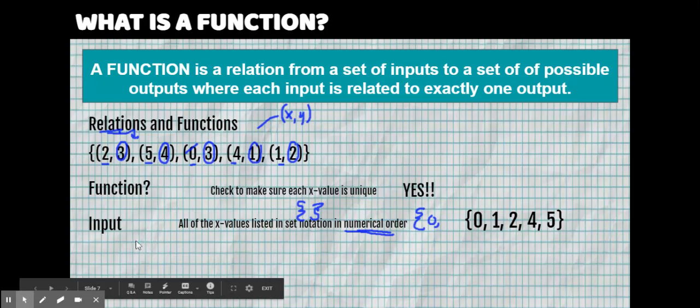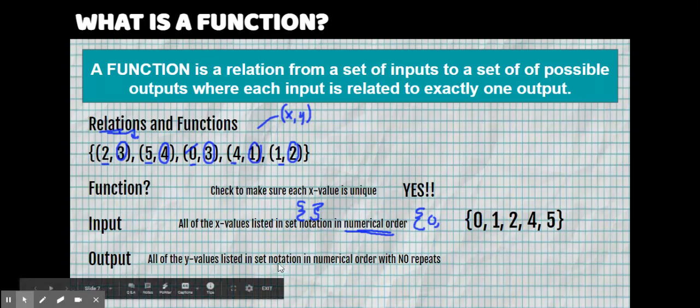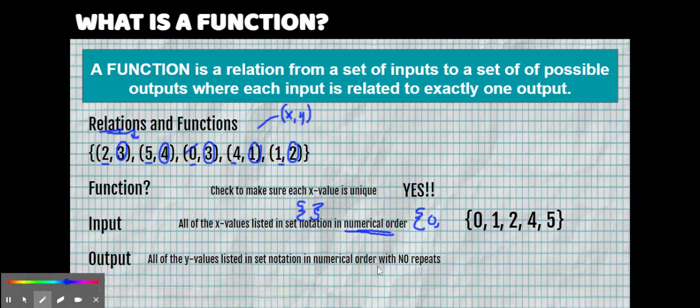So let's also check our output values. Now remember, our output values represent which variable? Y. Hopefully you said Y. Y values are listed in set notation in numerical order with no repeats. This is another huge tip that you need to know about output values. You cannot repeat them. So if for some reason an input makes multiple outputs, that's okay. You just can't write them with repeats, and it needs to come in numerical order.